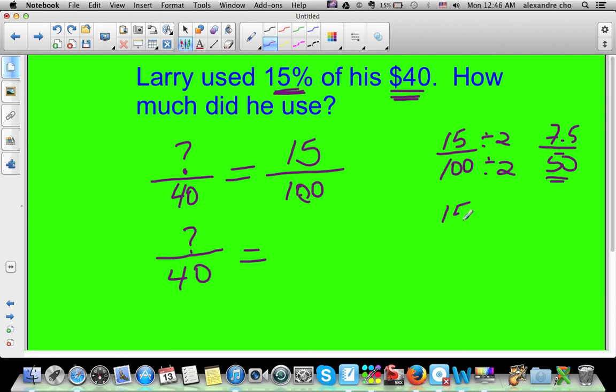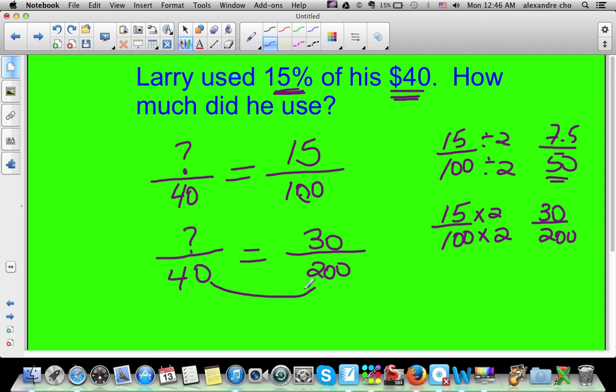So instead of going down, let's go up. Let's multiply the top by 2 and the bottom by 2. So instead of 15 over 100, let's write 30 over 200. Ooh, that's going to help. So here's 30, here's 200, and there is a relationship between 200 and the number 40. We're going this way, from 200 to 40, it's divided by 5. 200 divided by 5 is 40.